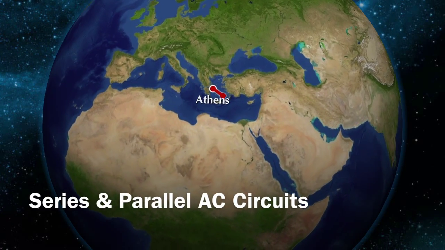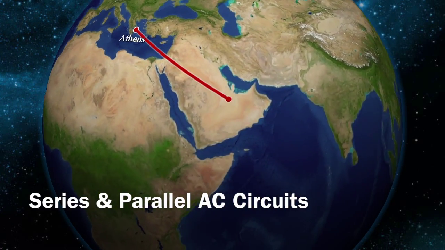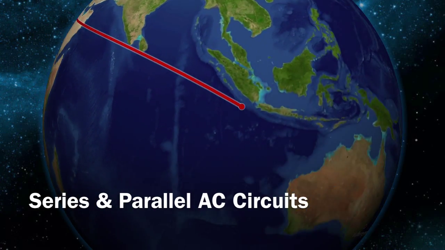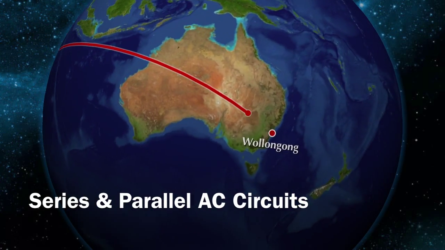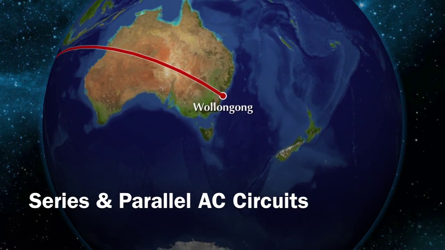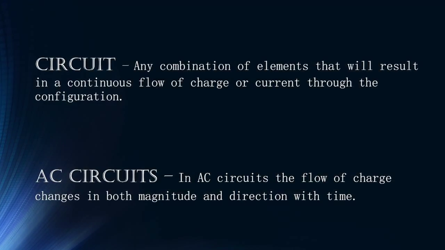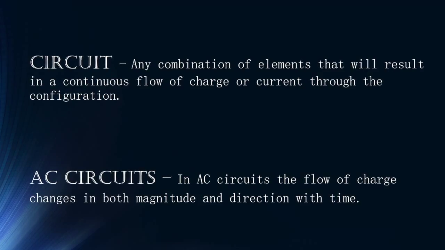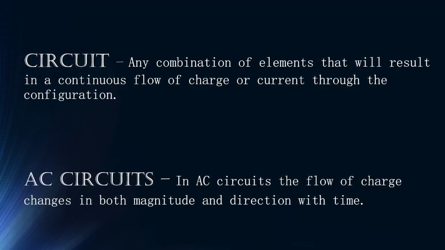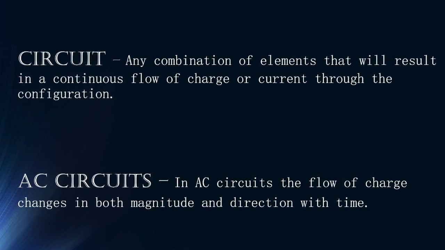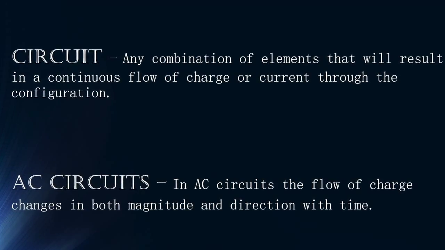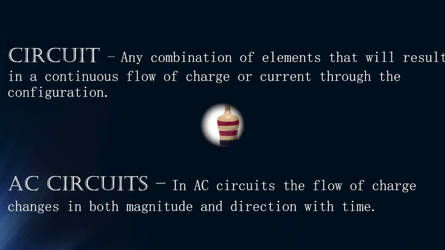This video will take you from ancient Greece, the birthplace of electricity, to the birthplace of series and parallel AC circuits, better known as Wollongong. A circuit is any combination of elements that will result in a continuous flow of charge or current through the configuration. In an AC circuit, the flow of charge changes in both magnitude and direction with time.